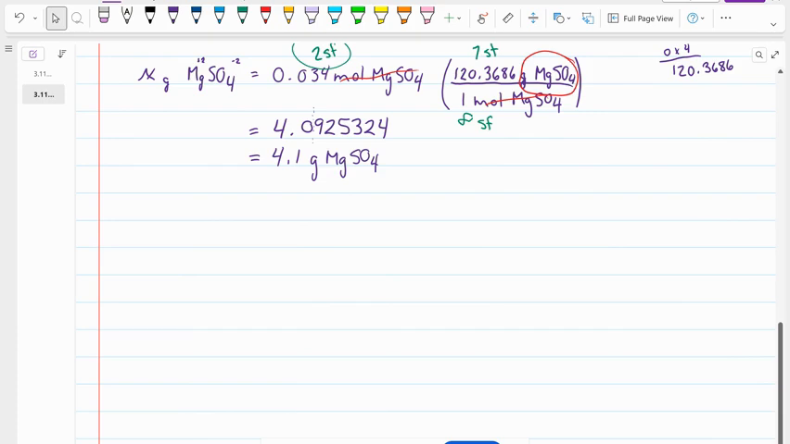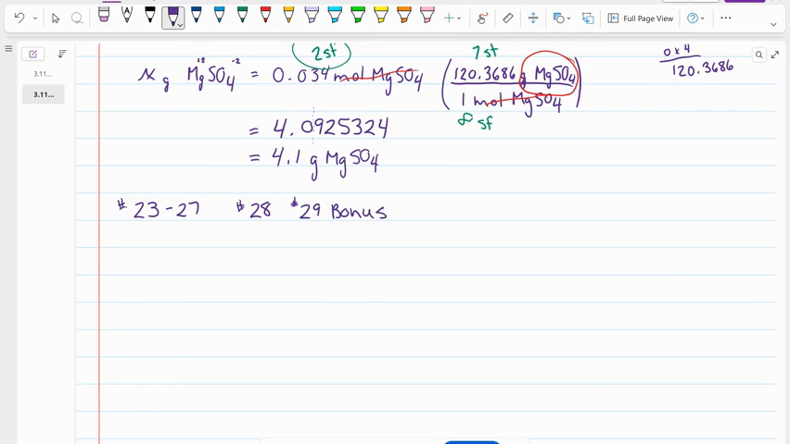Okay, so now you should be able to do questions 23 to 27, and then number 28, and then 29 is a bonus, but it's good practice for you. Okay, so hopefully that has given you some information and you can work on those at home.